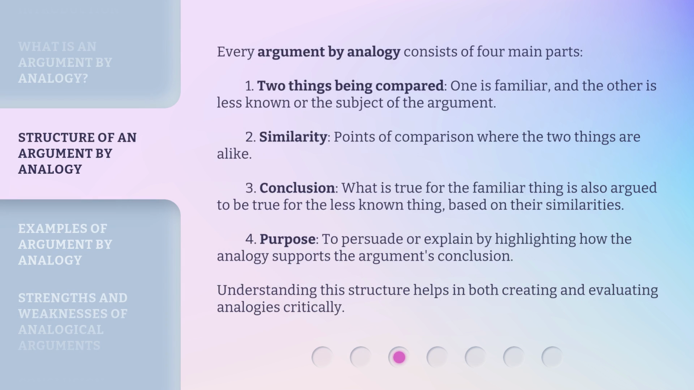Every argument by analogy consists of four main parts. 1. Two things being compared. One is familiar, and the other is less known or the subject of the argument. 2. Similarity. Points of comparison where the two things are alike. 3. Conclusion. What is true for the familiar thing is also argued to be true for the less known thing, based on their similarities. 4. Purpose. To persuade or explain by highlighting how the analogy supports the argument's conclusion. Understanding this structure helps in both creating and evaluating analogies critically.